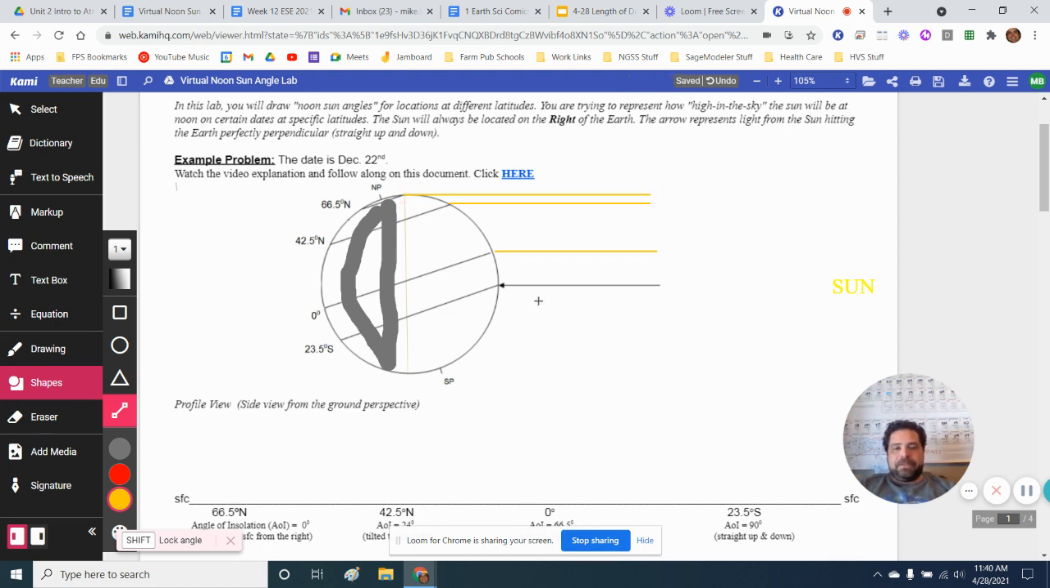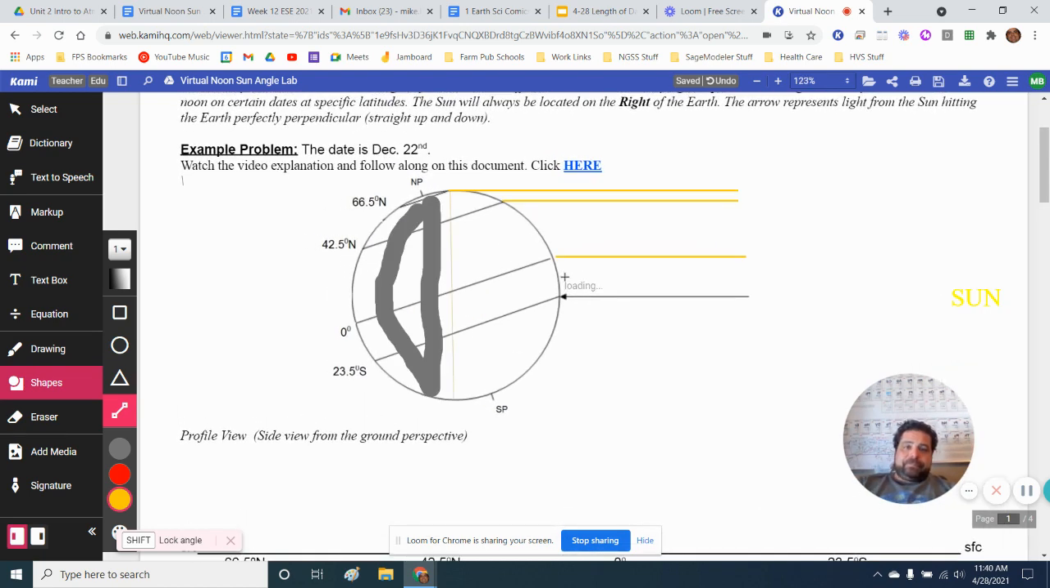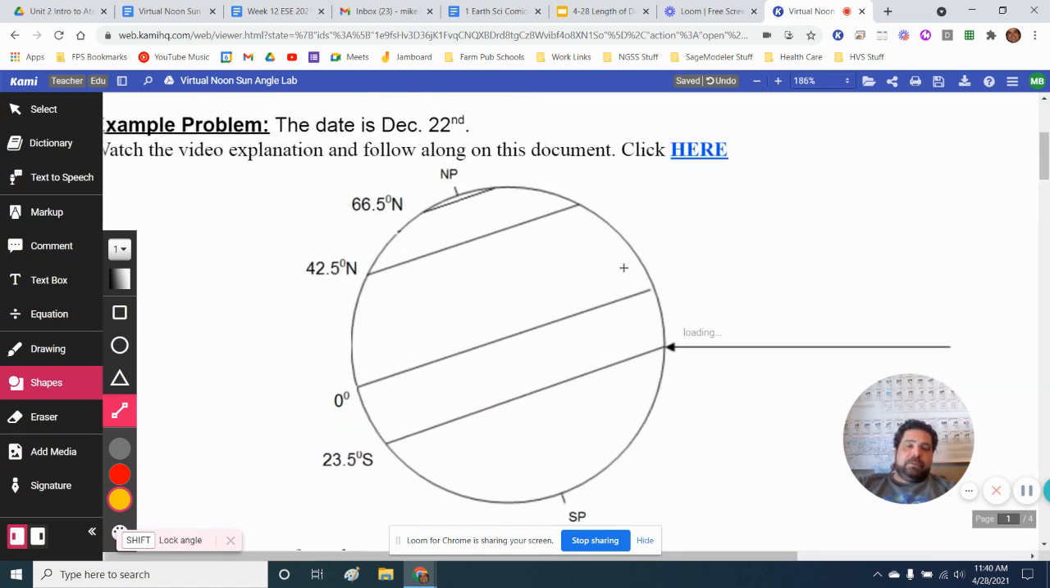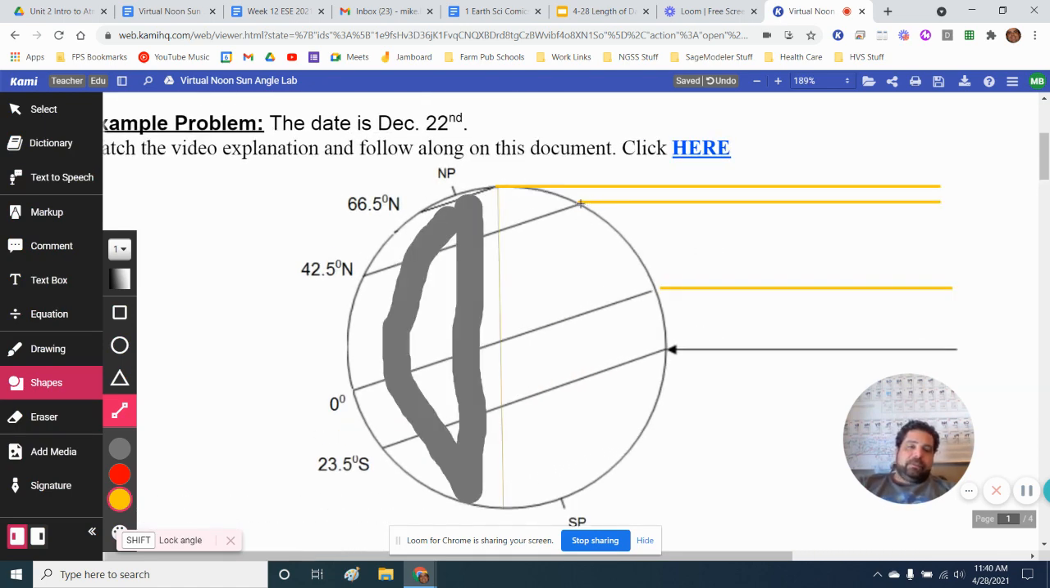All right, so these are all photons of light hitting the Earth's surface. Okay, and I'm going to zoom in here. So we live at 42.5 degrees north latitude. If we were standing right here, straight up would be over here. What I'm showing you here is that the sun on December 22nd at noon is nowhere near straight up. We'd have to look farther down to see it.